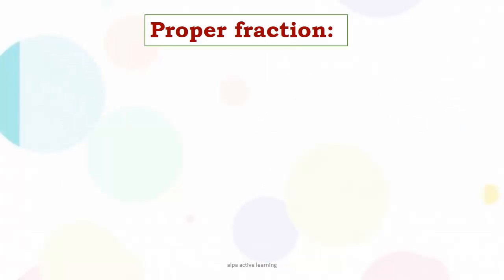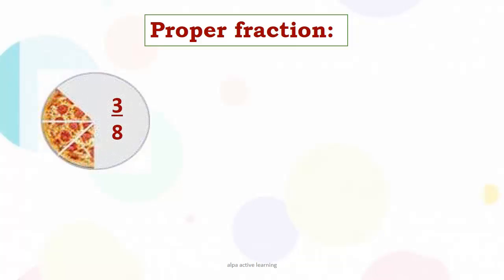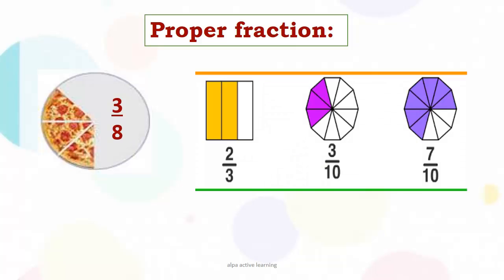The first is proper fraction. Let's take an example. You have an entire pizza which is cut into 8 parts. Now only 3 parts are left. So we write 3 upon 8. In the rectangle, 2 parts are colored. We write 2 upon 3. In the decagon, 3 parts are colored. We write 3 upon 10. And in the next, 7 parts are colored. We write 7 upon 10.